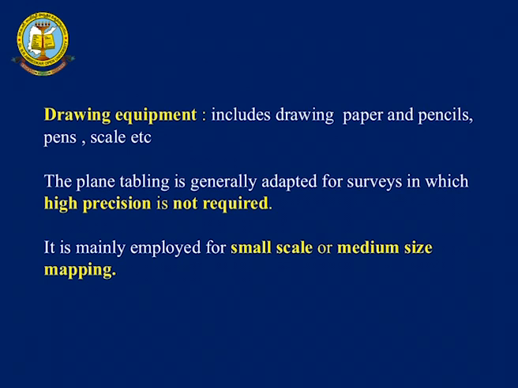Another thing is drawing equipment: paper, pencils, pen and scale are very important. Plane tabling is generally adopted where high precision is not required. If there is any deviation, there will not be high precision. It is mainly employed for small scale or medium size mapping. We use this plane table survey only for a smaller area or a medium area.